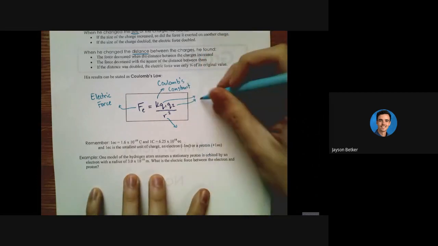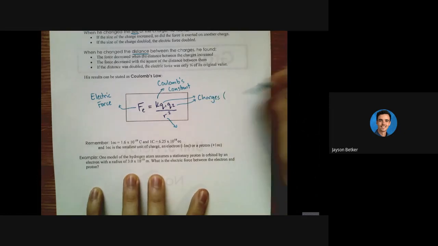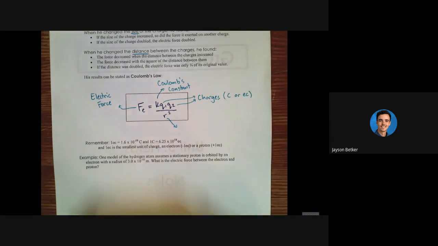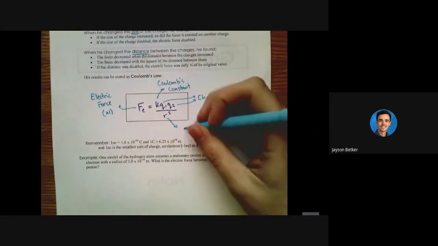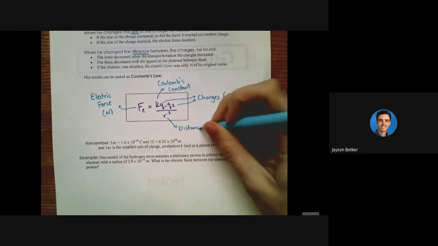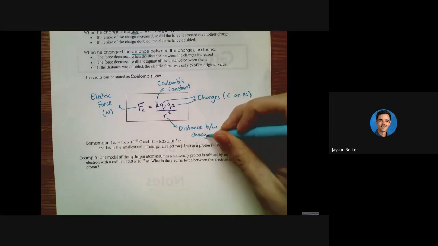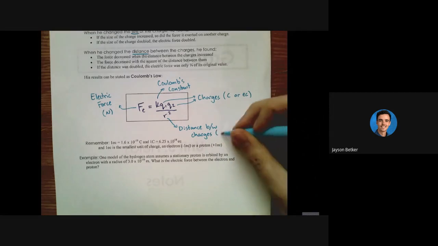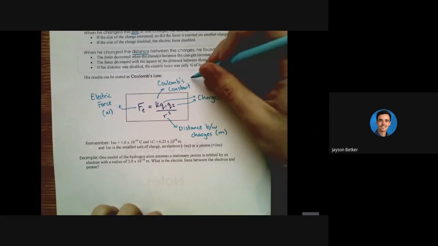Q1 and Q2 are the charges, and we just have to be consistent, but we either measure them in coulombs or in ECs. Electric force is obviously a force, so it's measured in newtons. And then R is the distance between charges. We always measure distances in meters. So what does that mean about Coulomb's constant then?